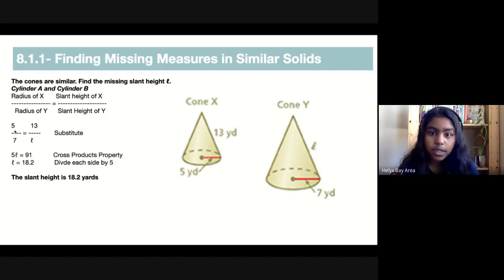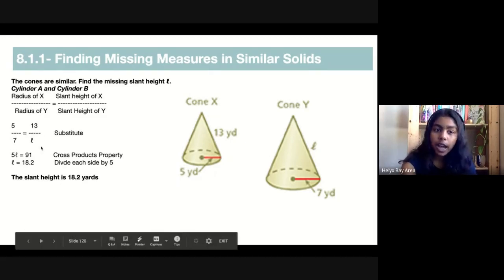And so the radius of X would be 5. We're going to plug that in. The radius of Y would be 7. We're going to plug that one in there. And this is all equivalent to 13 over L. How do we know that it's equivalent to 13 over L? Because the slant height of cone X is 13, and the slant height of cone Y is L. So if we reread the question here, we're solving for the slant height L.